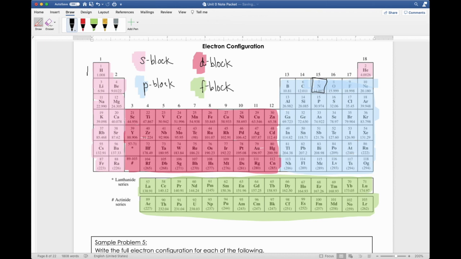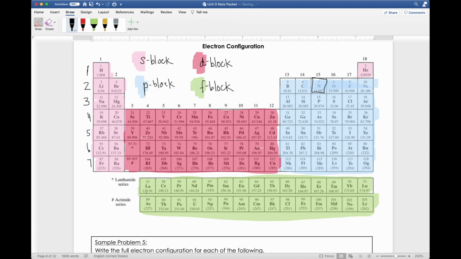So both hydrogen and helium, because they're in the first period, have their outermost electrons in the first shell. Lithium through neon have their outermost electrons in the second shell. Sodium through argon are in the third shell. And this is true going all the way down. So this period has their outermost electrons in the fourth shell, then 5, 6, and 7. We're going to forget about the lanthanides and actinides for right now.